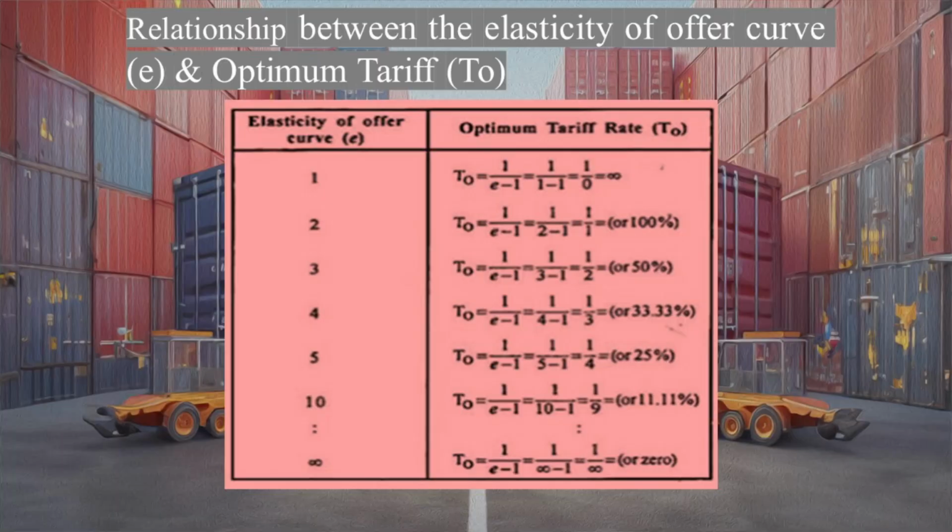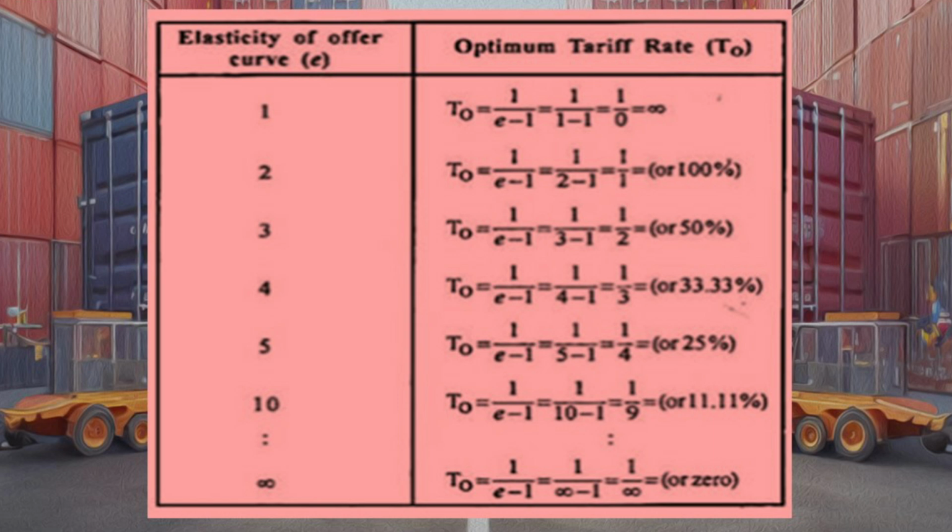So here let us take some elasticity of the offer curve, starting from 1, 2, 3, 4, 10 to infinity. What would be the result if the elasticity of the offer curve is 1? Your tariff will be infinity. If the elasticity of the offer curve is 2, the tariff will be equal to 100% by applying the previous formula. If the elasticity is 3, then the tariff will be 50%.